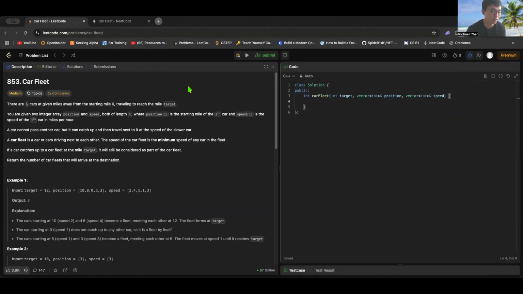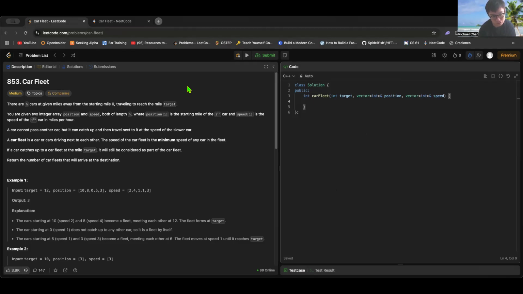There are n cars at given miles away from the starting mile zero, traveling to reach the mile target. You are given two integer arrays, position and speed, both of length n, where position[i] is the starting mile of the ith car and speed[i] is the speed of the ith car in miles per hour. A car cannot pass another car, but it can catch up and then travel next to it at the speed of the slower car.